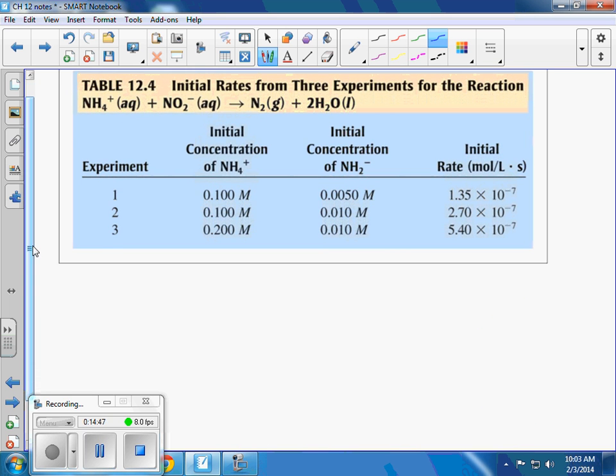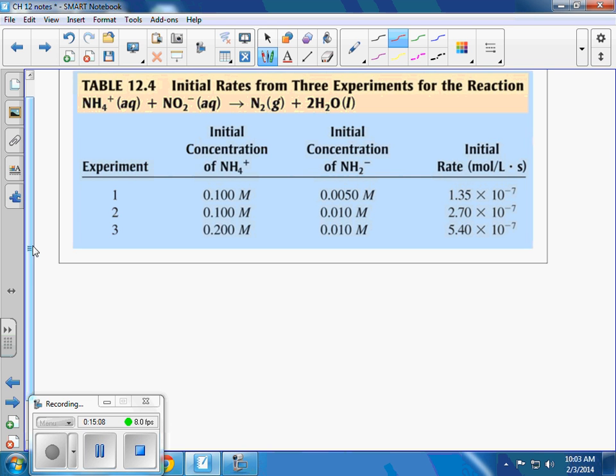So here are the initial rates from 3 experiments for the reaction. Here's our equation. You can see that it's 1 to 1 to 1 to 2 moles of water. You can see that they have the initial concentrations of each of these and then its rate. So what I would do right away is I would go ahead and label them, what you are going to do in your rate law.